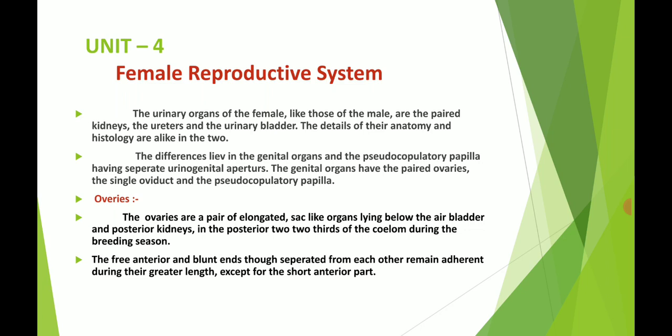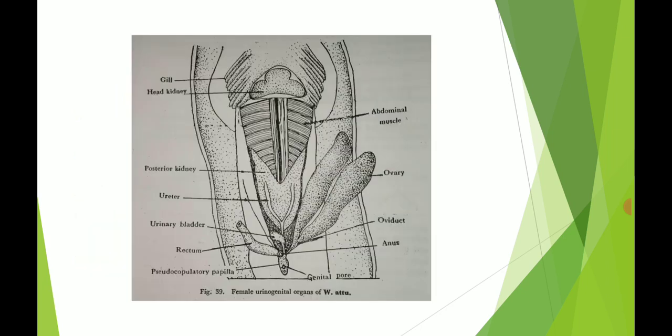The free anterior blunt ends, though separated from each other, remain adherent for most of their length except for the short anterior part. Here we see the diagram of the female urinogenital organs. The gills are present, and above the gill there is a triangular structure, which is the head kidney.